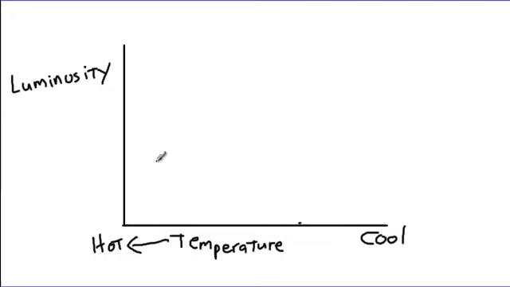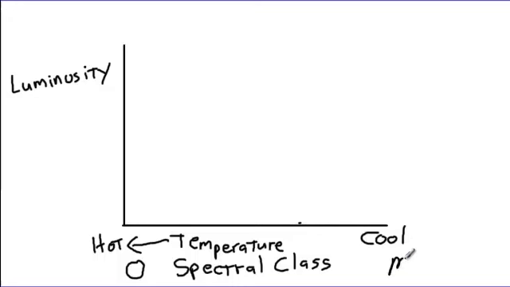Now, some other thing we can plot on there that we've talked about a little bit is the spectral type. So we can actually plot the spectral class on the HR diagram. And that, again, goes from hot star to cool star. So the O-type stars would be off to the left, all the way down to the M-type stars on the right. So again, temperature is hottest to the left and coolest to the right.